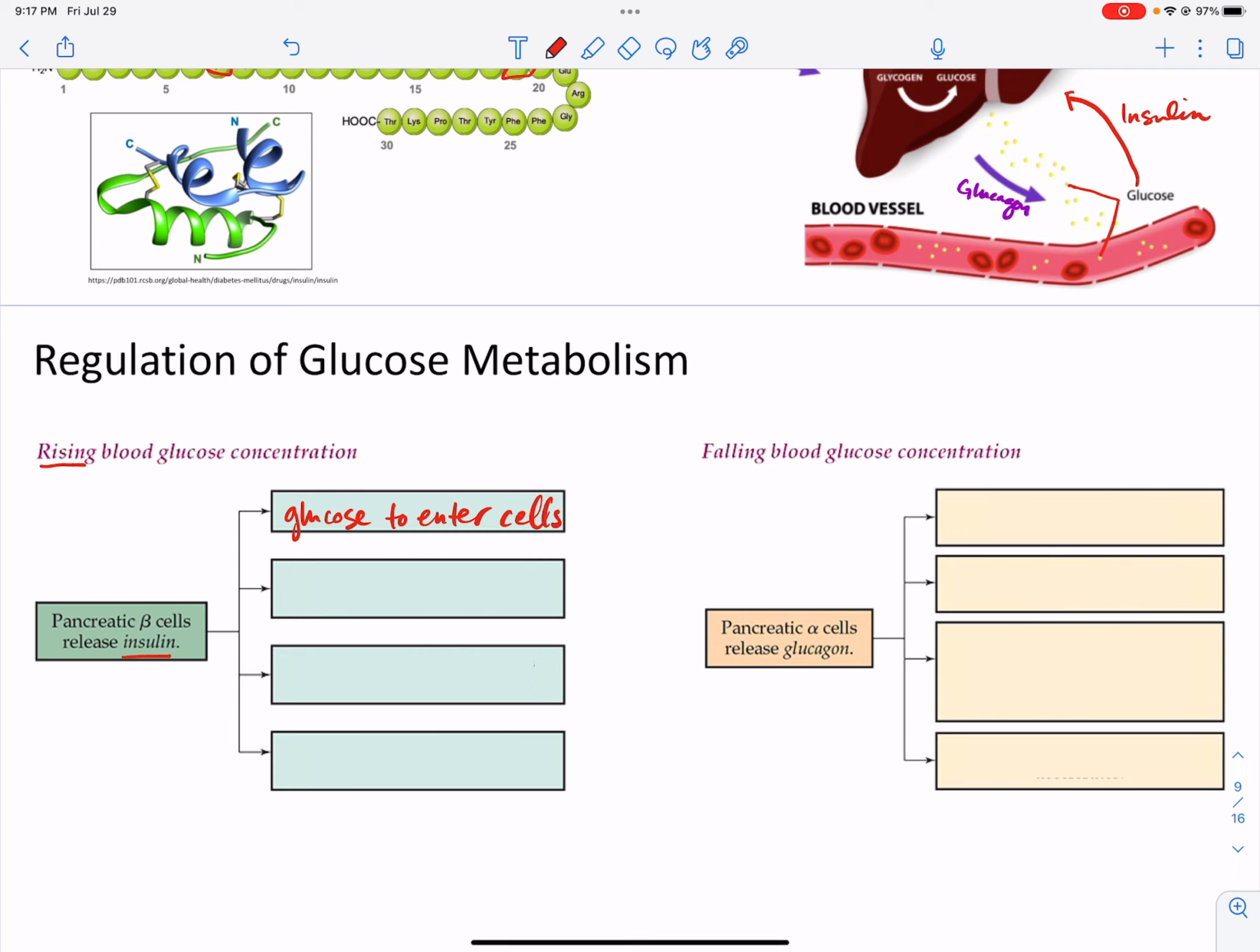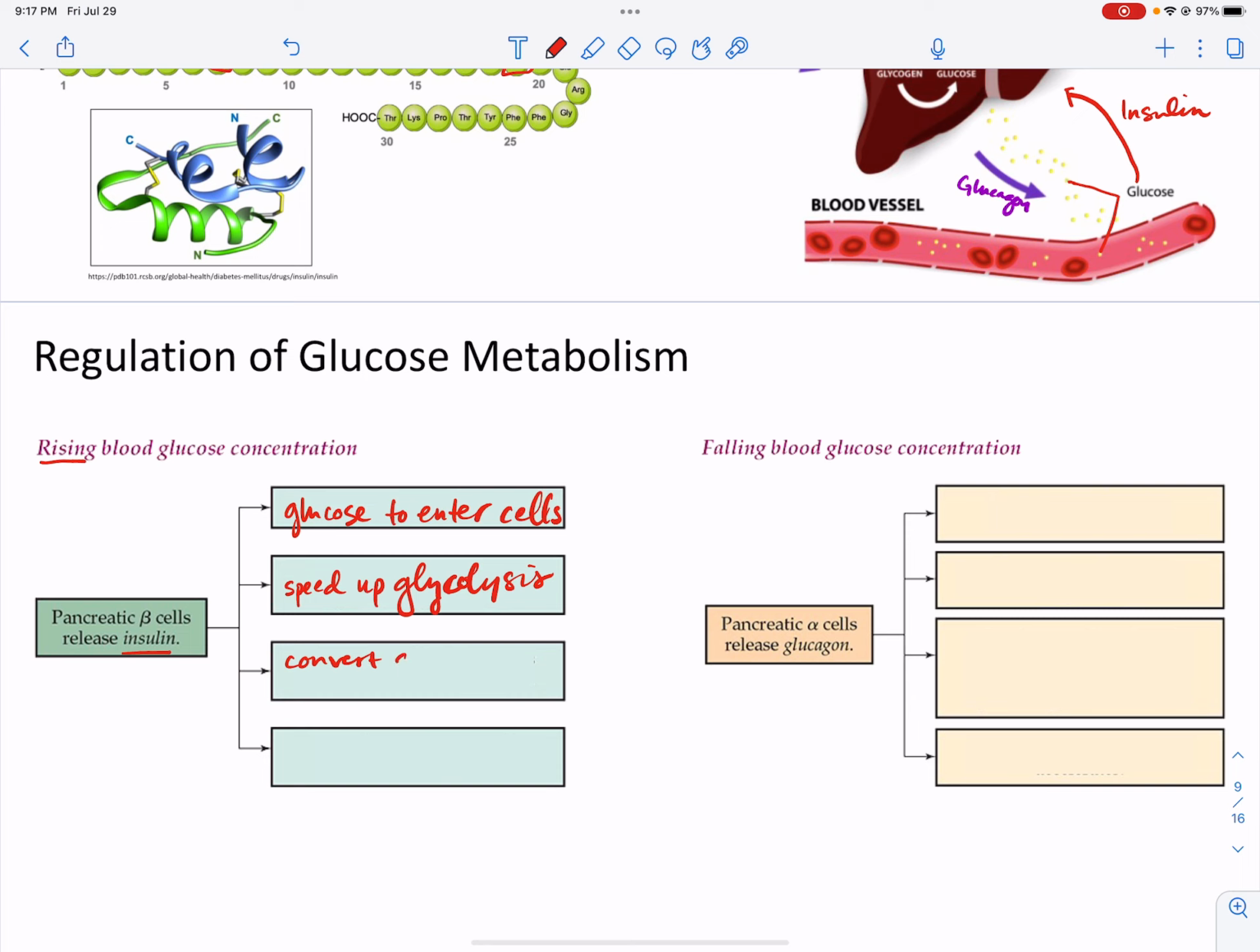So if it's being pulled out of the blood and pushed into cells, then it's going to lower our blood glucose concentration. It's also going to cause glycolysis to speed up. So if we are breaking down glucose, then we are decreasing the concentration of glucose available in our blood. And then it's also going to increase glycogen synthesis. Or, a better way to say this, it's going to convert glucose into glycogen.